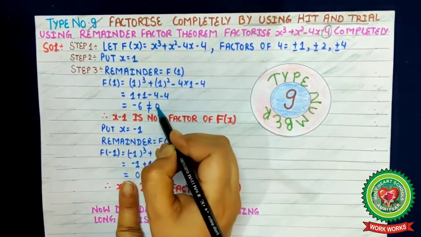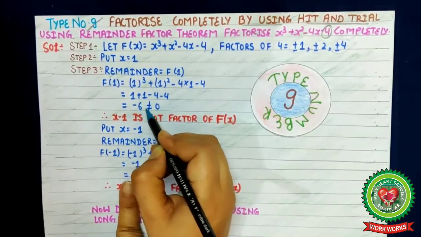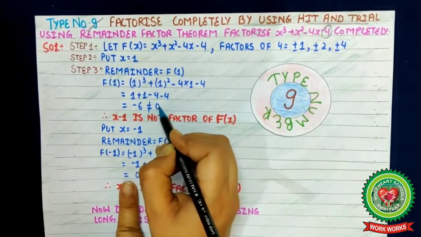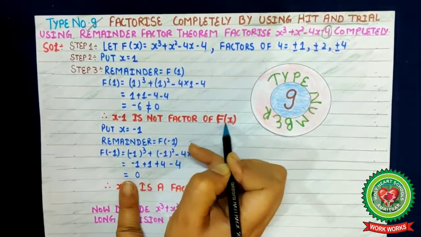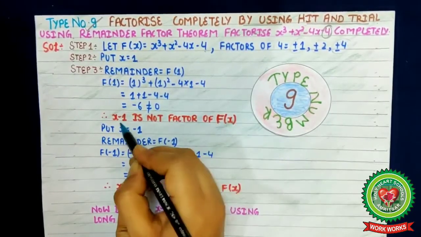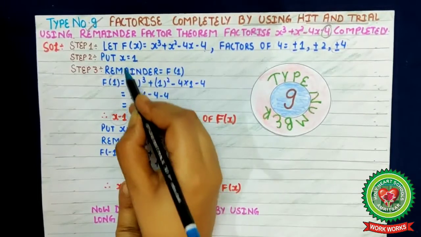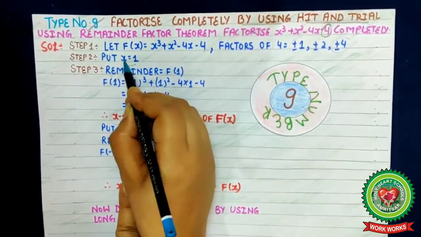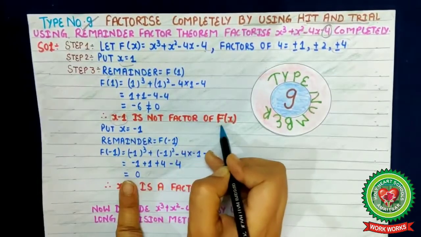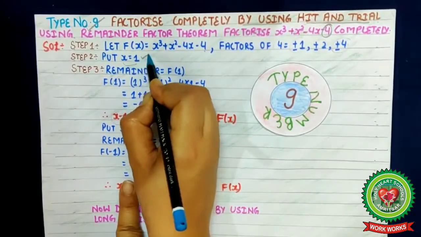So after solving this, we have got minus 6. Minus 6 is not equal to 0. So here we will write x minus 1 is not a factor of f(x). From where has this x minus 1 come? From here. After shifting 1 to this side, it will become x minus 1. Now we have checked for x equals 1.